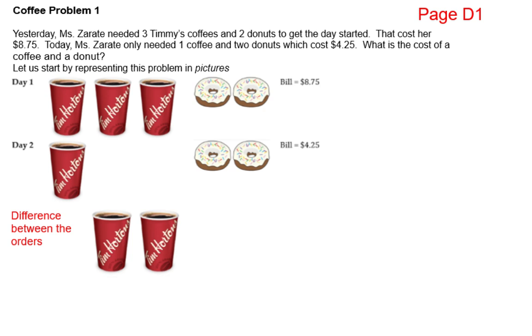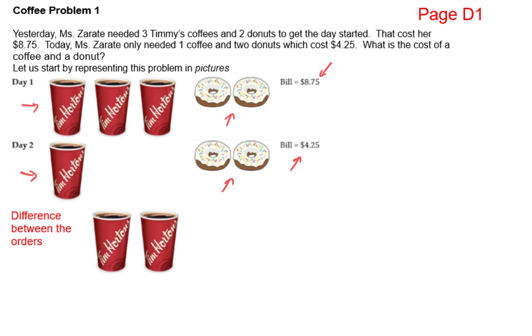So yesterday, Ms. Zarati needed 3 Timmy's coffees and 2 donuts to get the day started. That cost her $8.75. Today, Ms. Zarati only needed 1 coffee and 2 donuts, which cost $4.25. What is the cost of a coffee and a donut? We are going to start by representing this problem in pictures. For day 1, we have 3 cups of coffee, 2 donuts, and our bill was $8.75. Day 2, we've got 1 cup of coffee, 2 donuts, and our bill was $4.25.